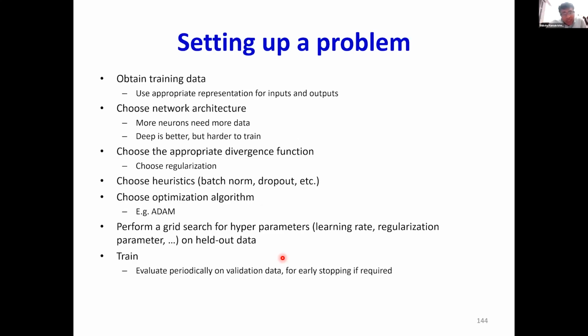And so here's how you'd set up the training problem. Obtain training data, use appropriate representations for inputs and outputs, choose a network architecture. More neurons means you need more data. Deep networks are better than shallow networks, but they're harder to train. Choose the appropriate divergence function. Choose a regularization. Choose your heuristics, batch norm, dropout, whatever. Choose your optimization algorithm, for instance, Adam. Perform a grid search over hyperparameters, which includes learning rate, regularization parameters, and so on. Often on held out data, but in many cases, you don't have the luxury of having some held out data. You're just going to test it on some large set that you will call your test set. Yeah, I suppose that is validation data. And then train and evaluate periodically on validation data, with early stopping.